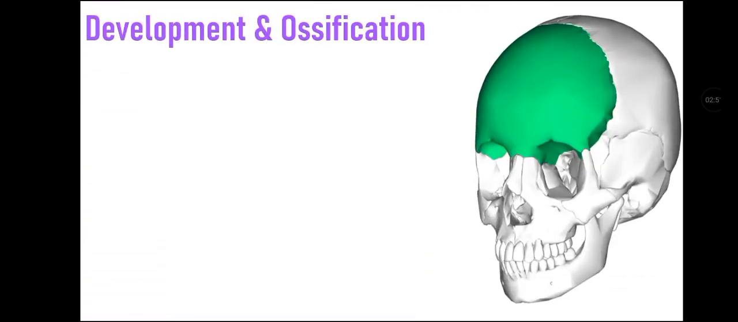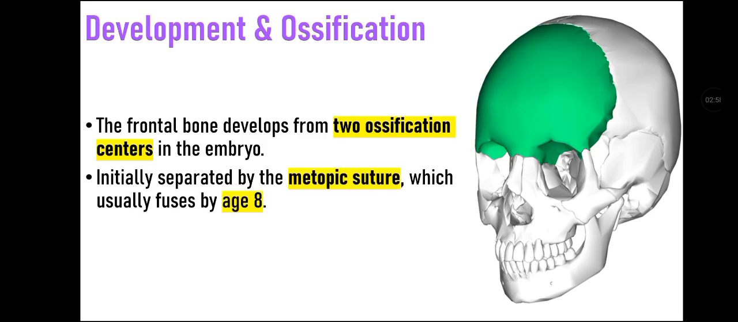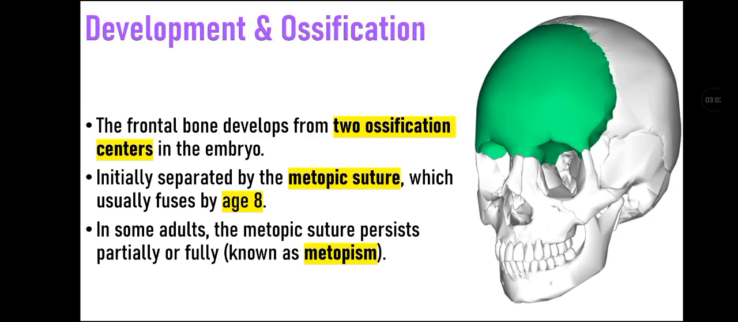Now let's talk about development and ossification of the frontal bone. Frontal bone develops from two ossification centers in the embryo, initially separated by the metopic suture, which usually fuses by age 8. In some adults, the metopic suture persists partially or fully, known as metopism.